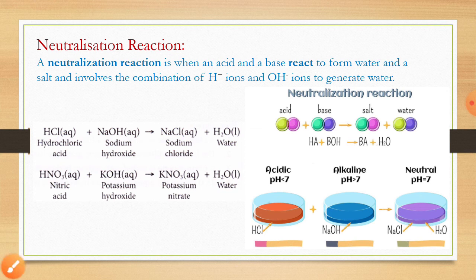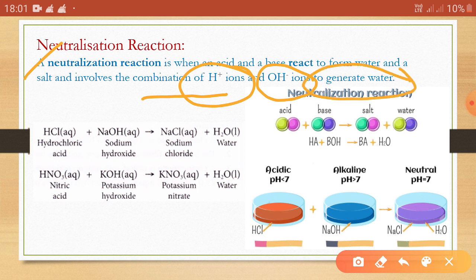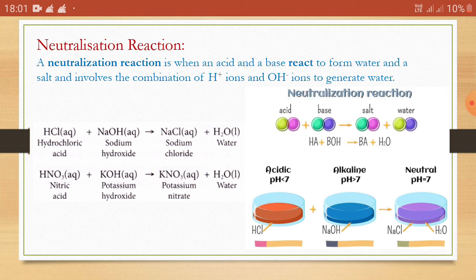The last part is neutralization reaction. So what is a neutralization reaction? A neutralization reaction is when an acid and a base react to form water and a salt, and involves a combination of H+ ion, that is hydrogen ion, and OH- ion, that is called hydroxyl ion, to generate water. We know in water, H2O, there are two types of ions: one is H+ ion, another one is OH- ion. So basically neutralization reactions happen when we add acid and base.